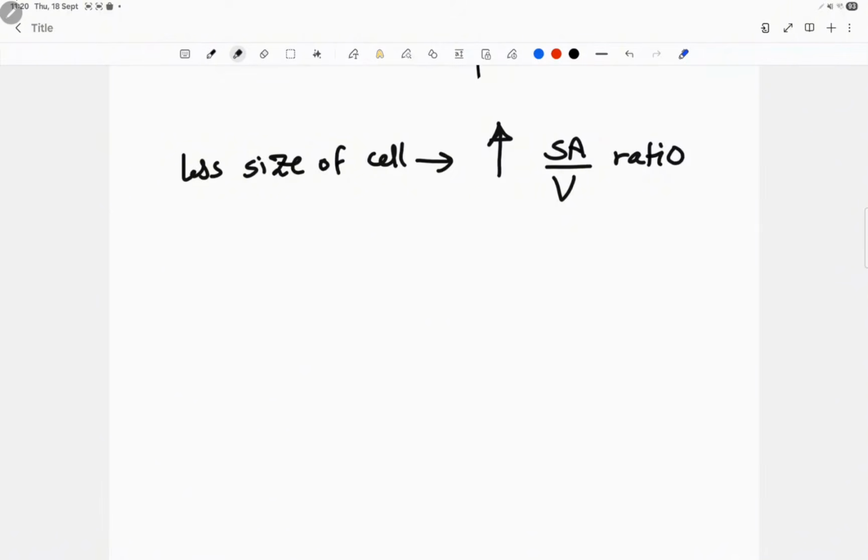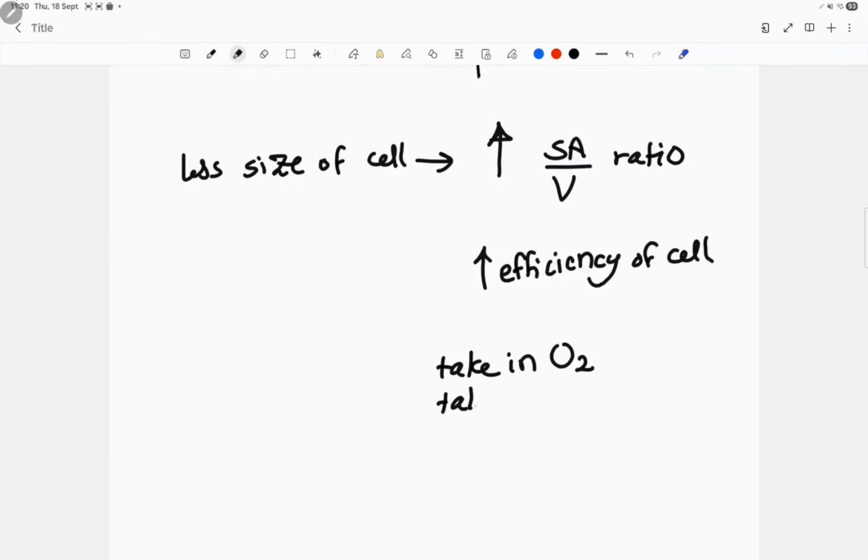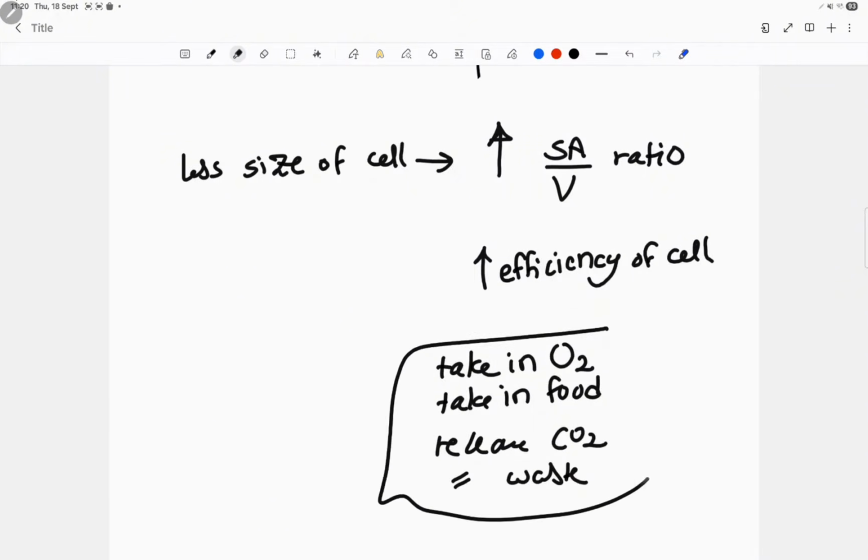That's a good thing. This will increase the efficiency of the cell. This makes the cell better at multiple things. What are some things that a cell has to be doing on a minute by minute basis? It has to always take in O2. It has to always take in food or glucose. It has to always release CO2. It has to release waste. To be able to do those things, it must have a high surface area to volume ratio to become more efficient.